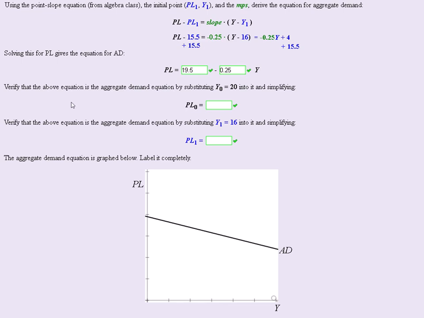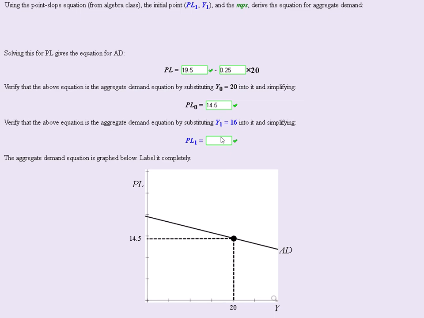Okay. Now I can verify the above equation is indeed the aggregate demand equation by substituting the initial level of GDP in there. Remember what the initial level of GDP was. It was 20. What was the price level then? Remember it was 14.5? So if I plug 20 into here, I should get 14.5, and sure enough, I get 14.5.